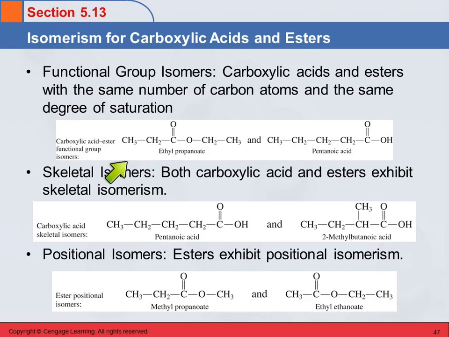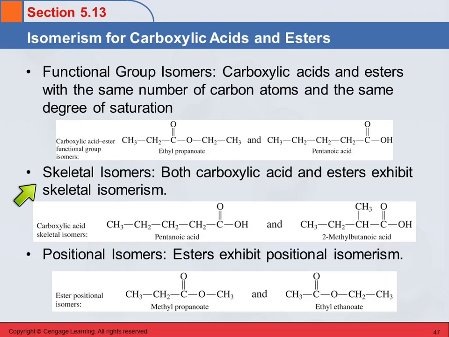But the functional group isomers are going to have different functional groups. And so here we can see this is an ester, and this is a carboxylic acid. By moving this COO to the end, we get a carboxylic acid. Scooting it over into the middle, now it's a different functional group. It's an ester. So these are functional group isomers, because one's an ester and one's a carboxylic acid.